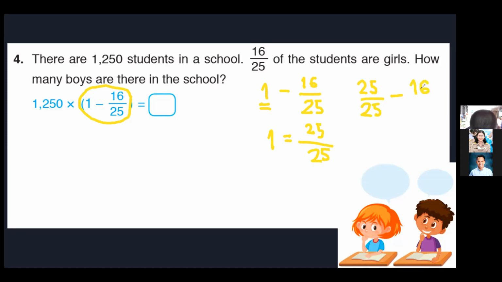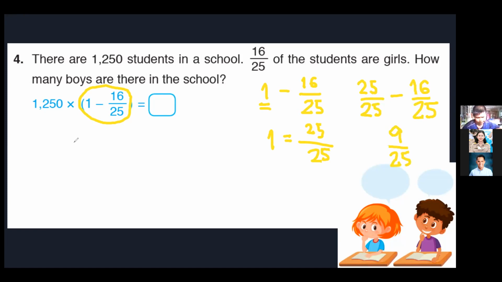1 whole is equal to 25 over 25. So what do you think is the answer? 25 minus 16 and then over 25. So 25 minus 16, what do you think is the answer? 25 minus 16 is just 9. So 9 over 25.